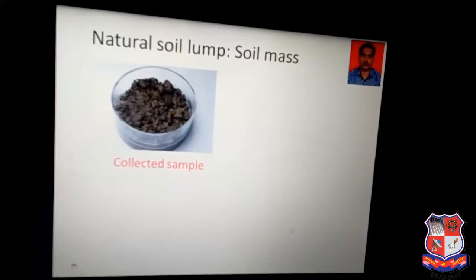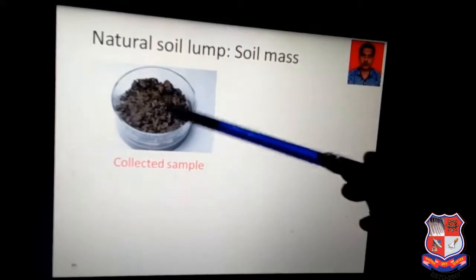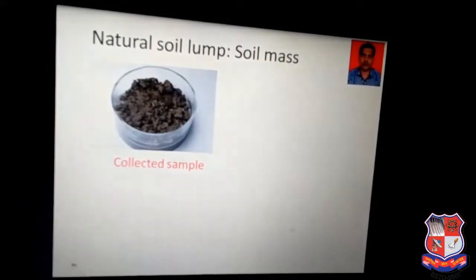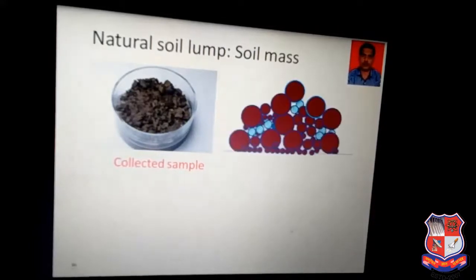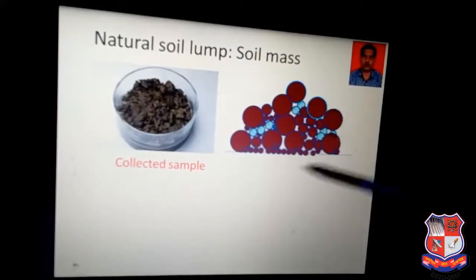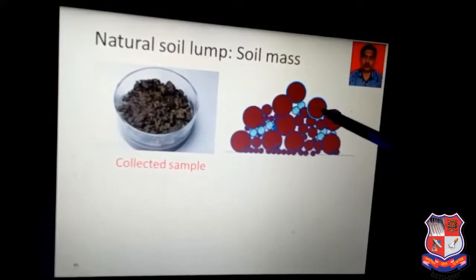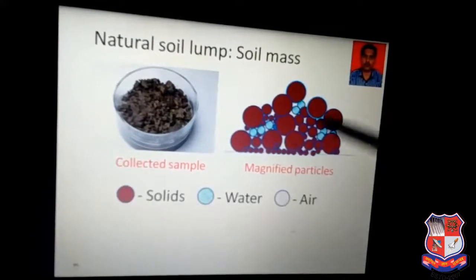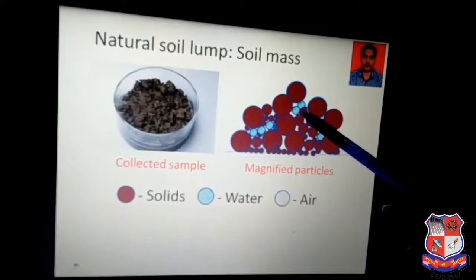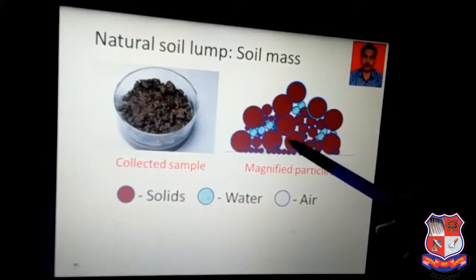Now to better understand the soil particles in the container, the lump has been magnified, and you can see here a magnified lump of soil where the solid particles are shown in deep brown color in various sizes, and between the particles there are many voids. In between the voids there are some water molecules also. You can see here the water molecules shown in light blue color, and some voids between the particles are empty, where air is filled.